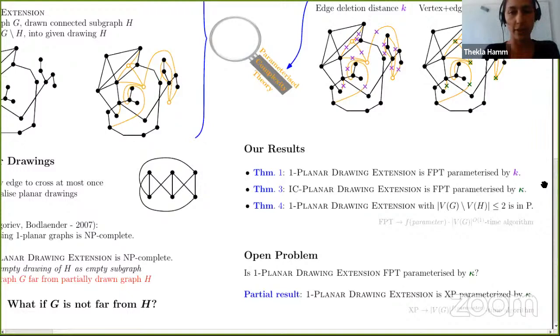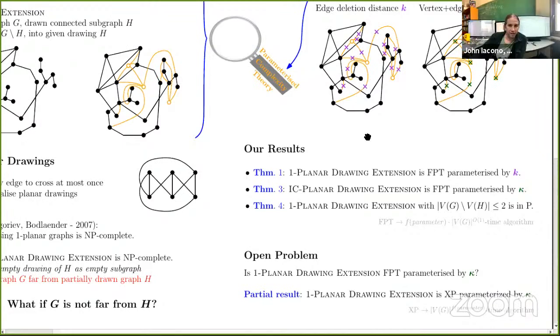And we also made a first step in the direction of showing that the problem is at least XP. And actually we managed to get an XP algorithm parameterized by the vertex plus edge deletion distance. This is very recent work which will be published at MFCS. And the main remaining open question is whether or not one planar drawing extension is FPT parameterized by the vertex plus edge deletion distance from H to G.